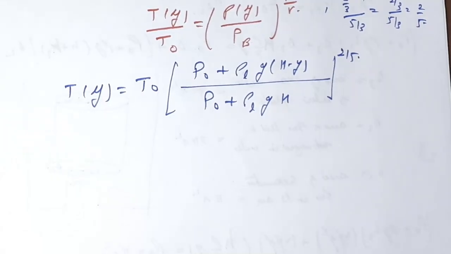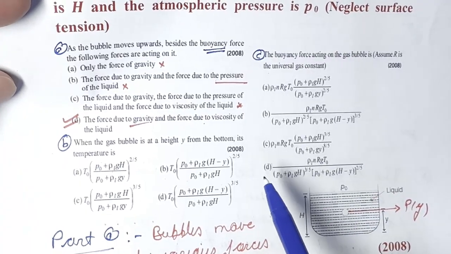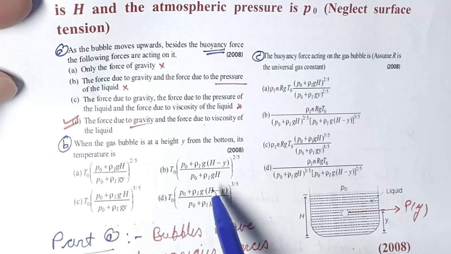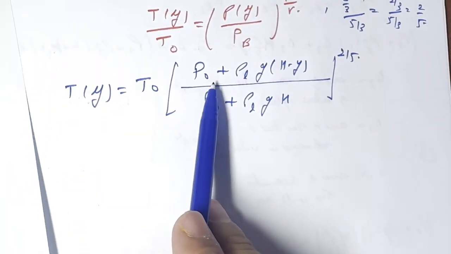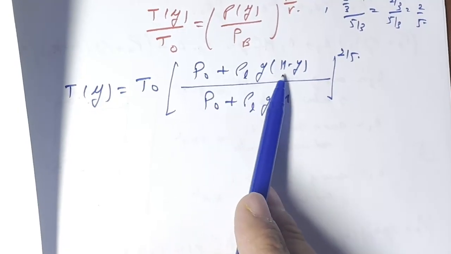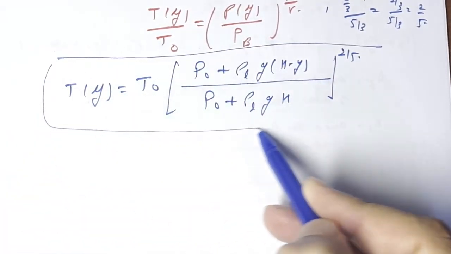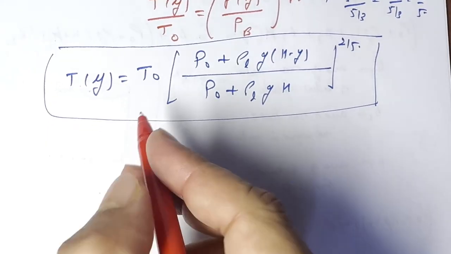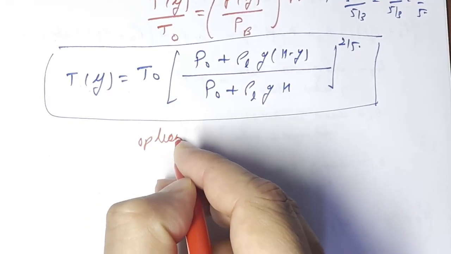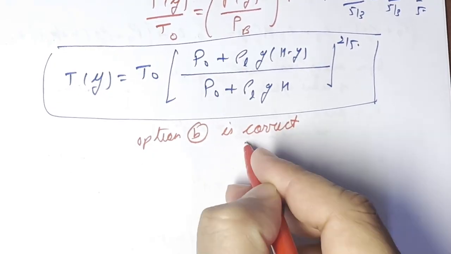So if you check the options that are given to us, we can clearly see that option number B is the correct option. It is T naught times P naught plus rho L g H minus y. Yes, so this is the temperature at height y from the bottom. So option B is correct.